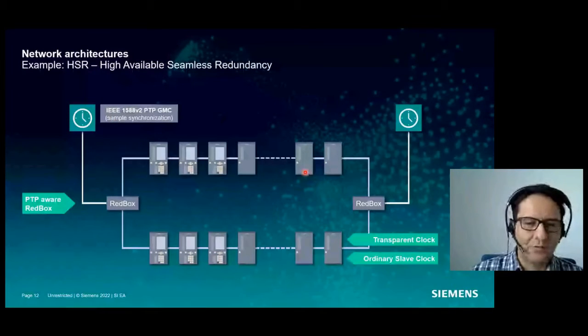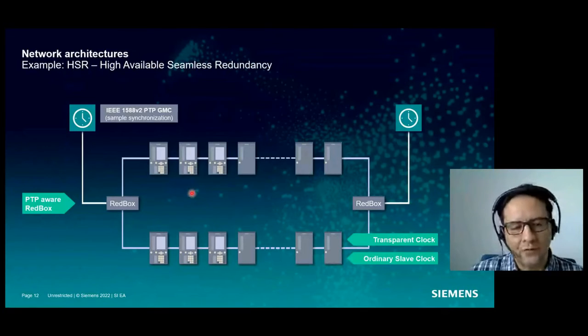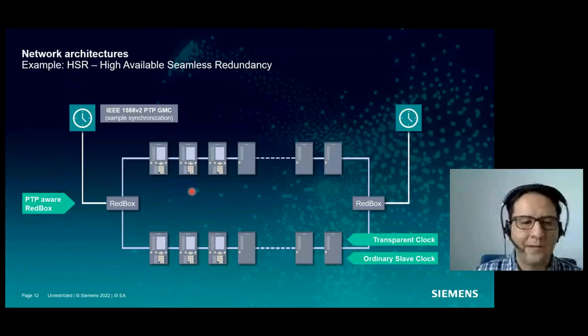For process bus application, it's important to have the sample synchronization through the 1588 version 2 protocol to give the time to the different participants in the network, for the merging units and for the protection devices. In that way, we can compare the samples at the same timestamp.